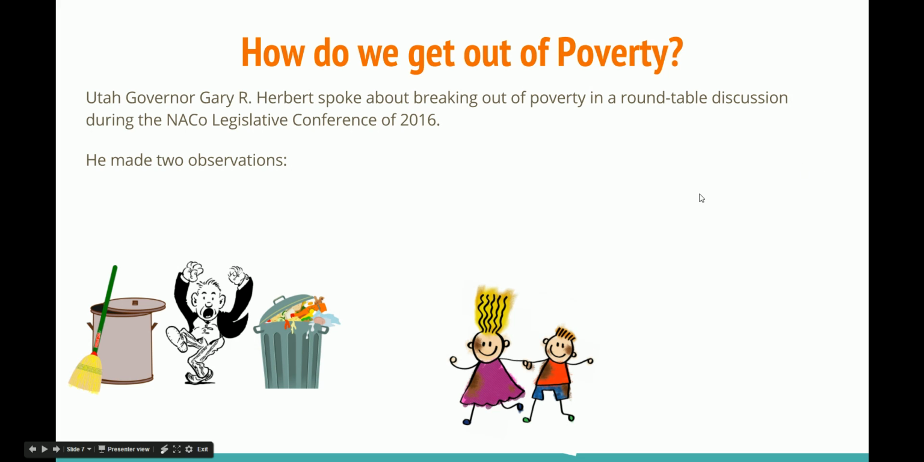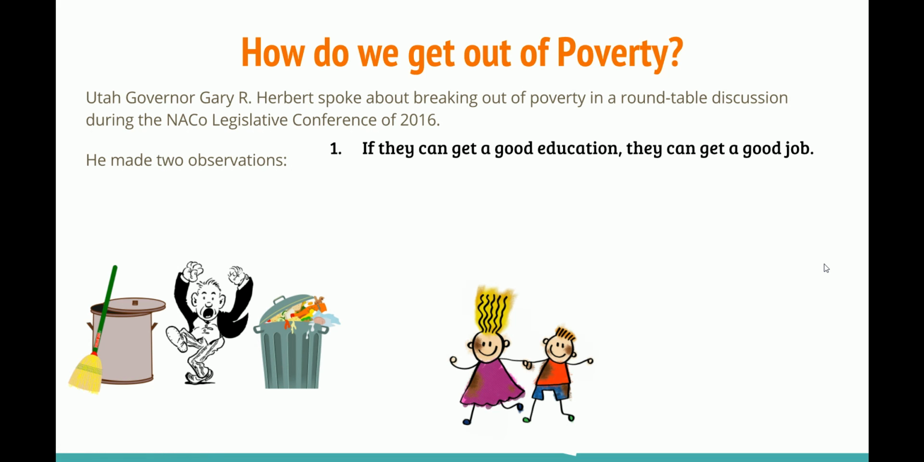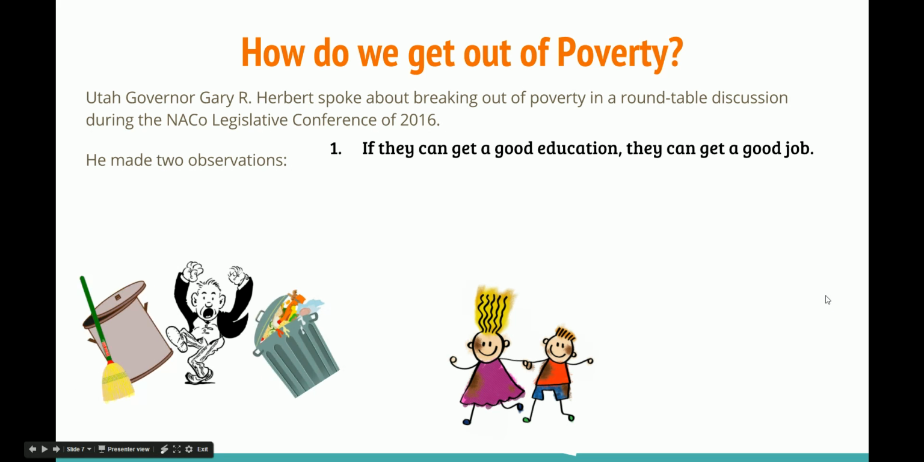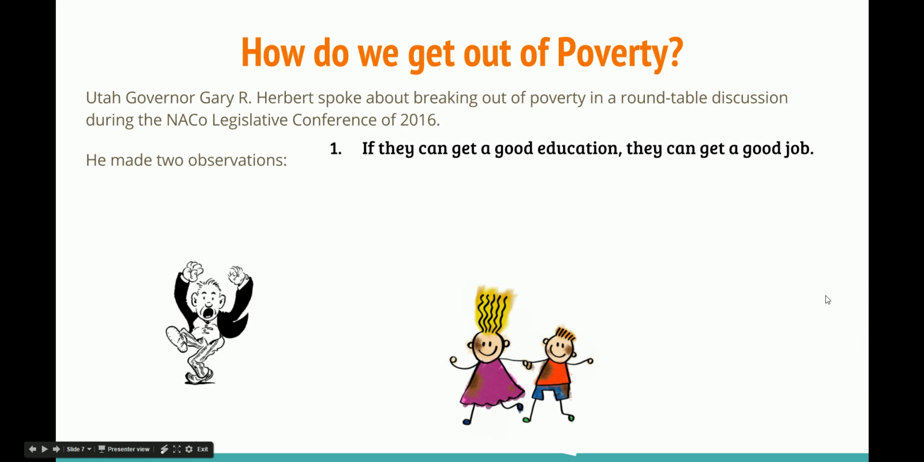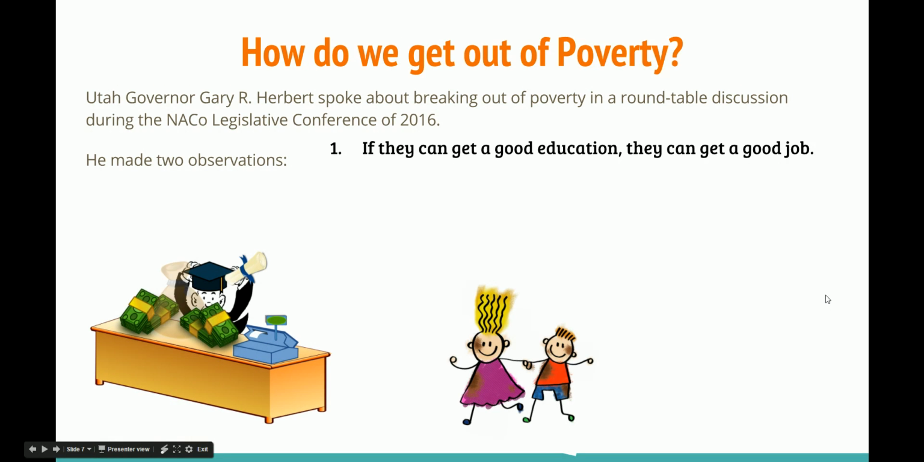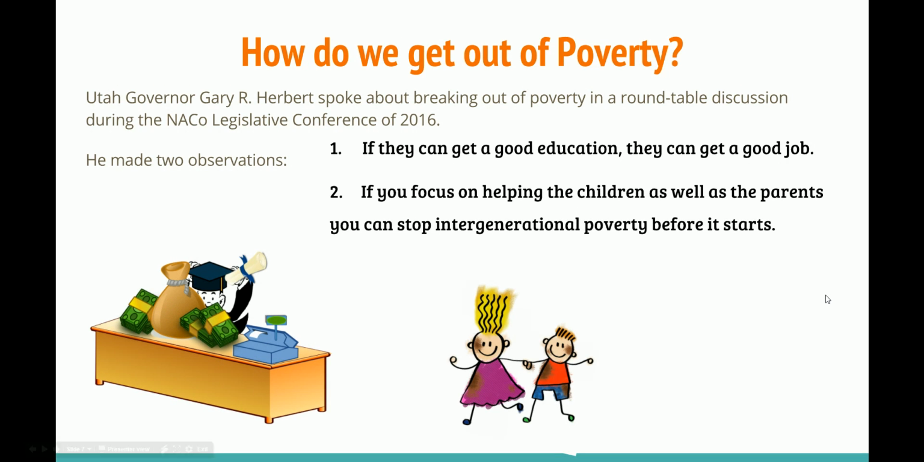So, how do we get people out of poverty? Utah Governor Gary R. Herbert spoke about breaking out of poverty in a roundtable discussion during the NACo Legislative Conference of 2016. He made two observations. The first is that if they can get a good education, they can get a good job. The second is that if you focus on helping the children as well as the parents, you can stop intergenerational poverty before it starts.